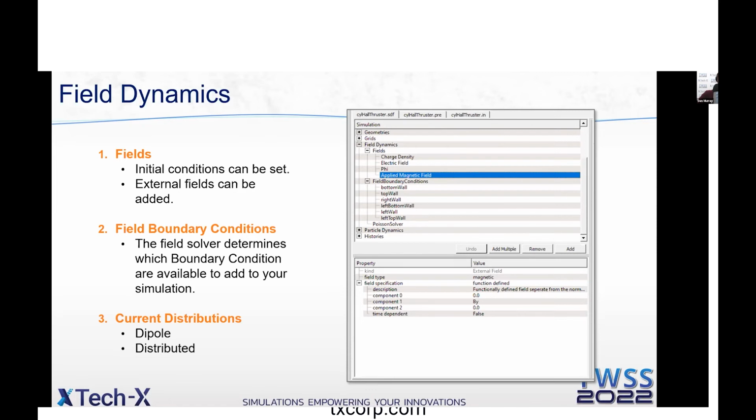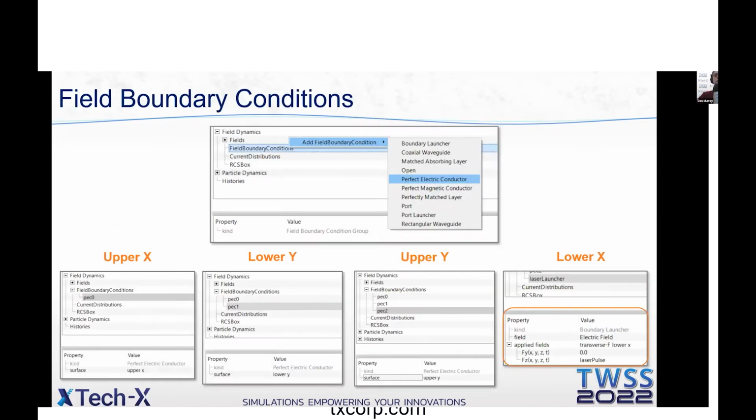Within the field boundary conditions, one has to do it for all, 2, 4, 6 boundaries. The choice of boundary conditions is listed there, from having a launcher to having a perfect electric conductor or magnetic conductor to having matched absorbing layers for damping out any wave signals.